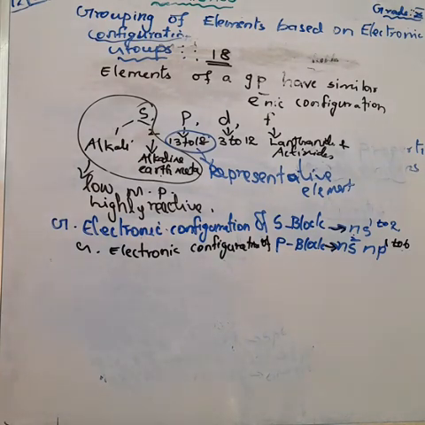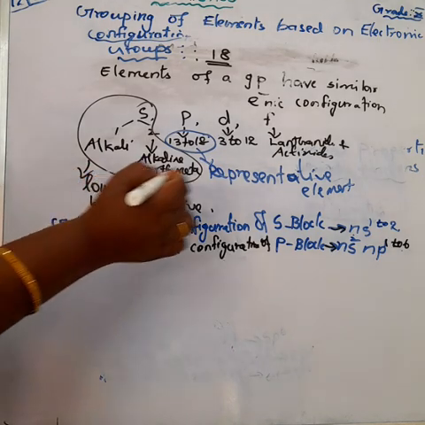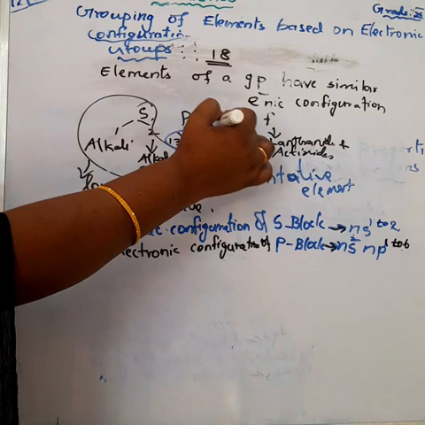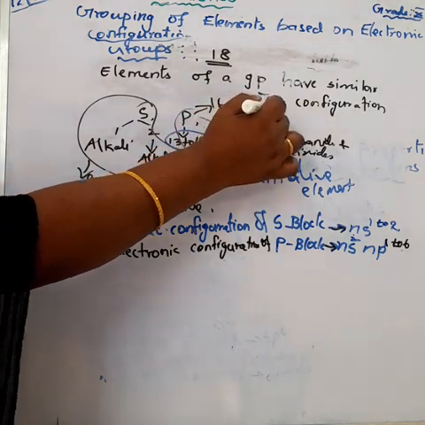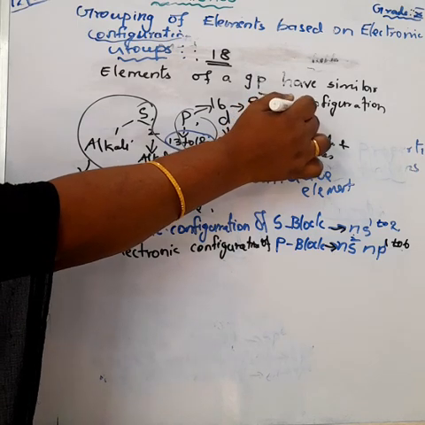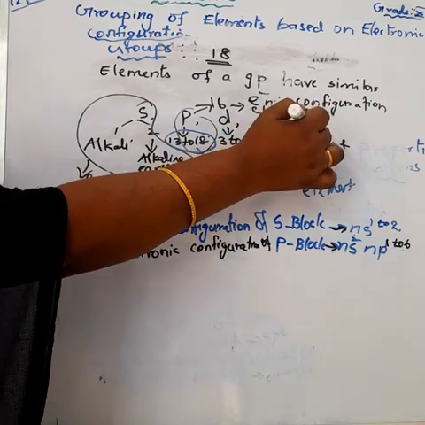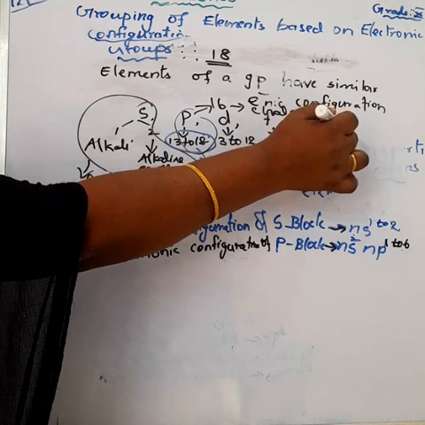Group 16 elements are called the chalcogen family or oxygen family, and group 17 elements we call the halogens: fluorine, chlorine, bromine, iodine. These are the halogens.